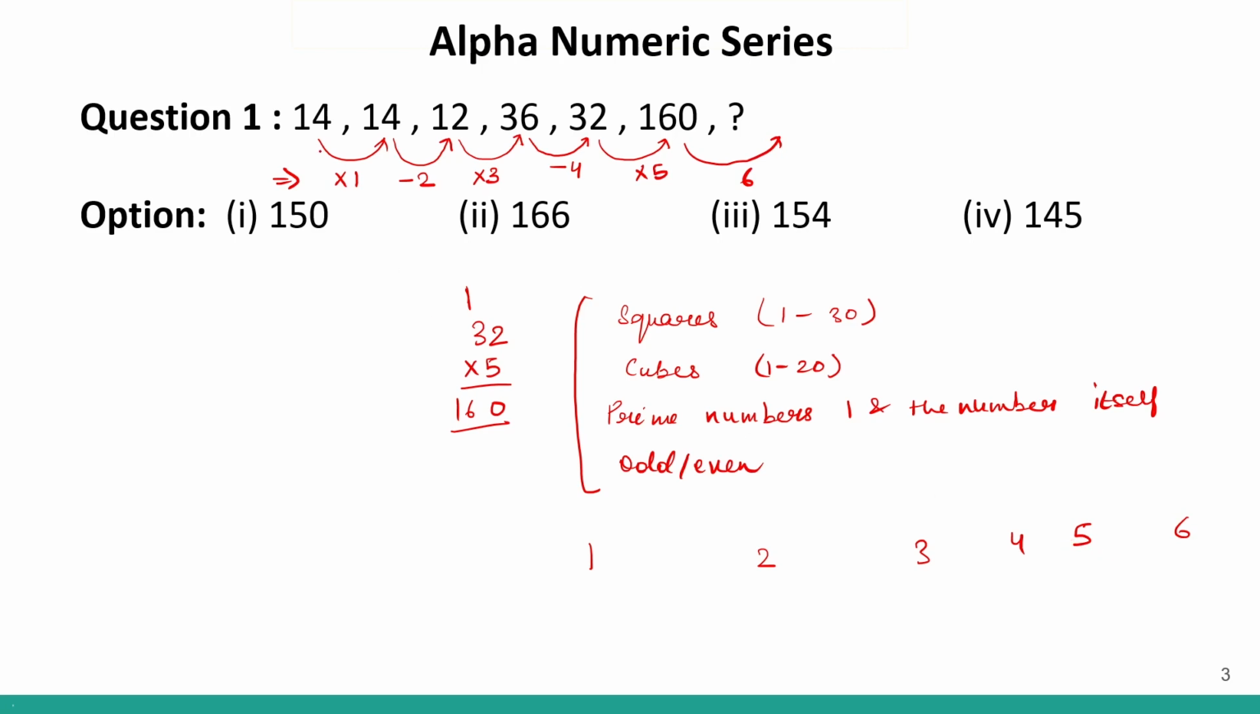If I look at the operations, it is multiplication, then subtraction, then multiplication, then subtraction, then multiplication. So now I can see it as a sequence of multiplication and subtraction. So the next one will be subtraction. Basically I have to subtract 6 from 160. If I subtract 6 from 160, I will get 154. This will be my answer. 154 is given in option number 3. So option number 3, 154 is my answer. Clear?